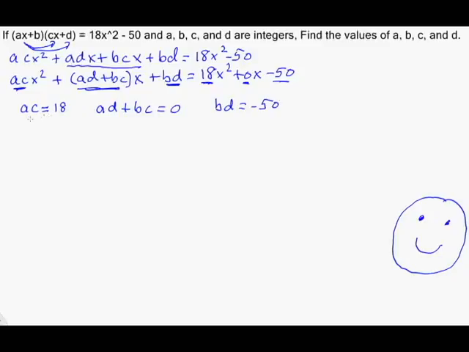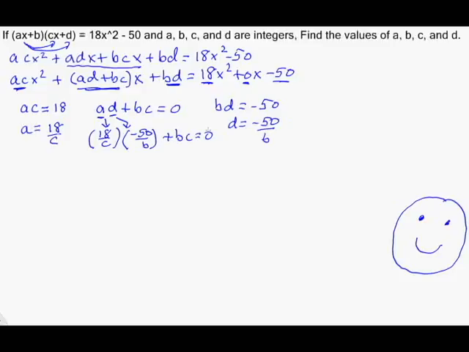So on this first equation, I'll solve for A. So I get A is equal to 18 over C. And then on this third equation over here, I guess I'll solve for D. So D is equal to negative 50 over B. Now I'm going to substitute both of them into the middle equation there. I'll substitute the A, which is 18 over C, and I'm going to substitute the D, which is negative 50 over B, plus the BC, and it's still equal to 0.